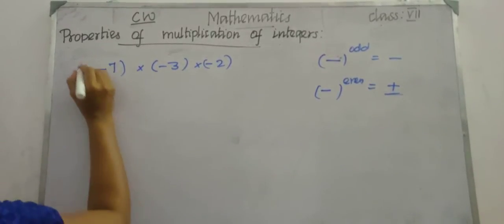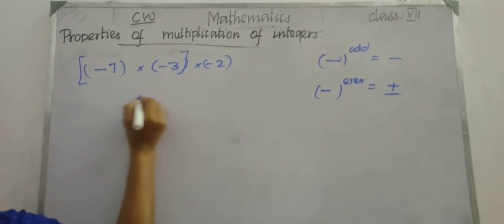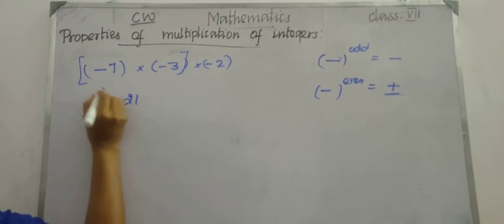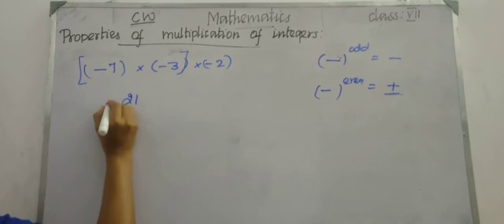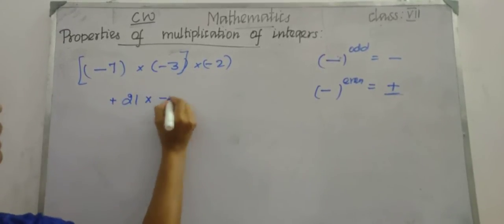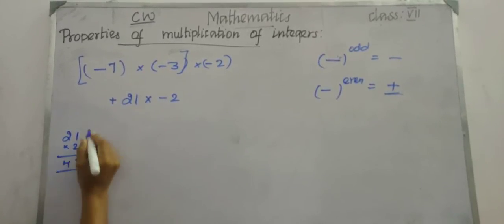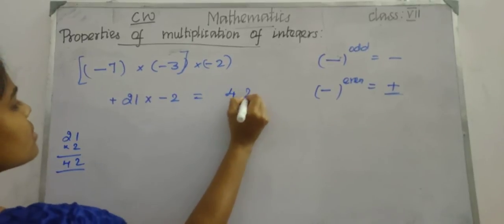First of all, let us group this one. So minus 7 into minus 3. 7 3s are 21. So minus into minus is plus. Plus 21 into minus 2. 21 into 2 is 42. Plus into minus is minus.